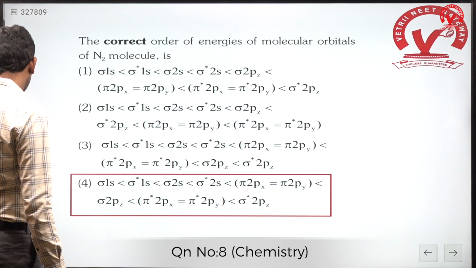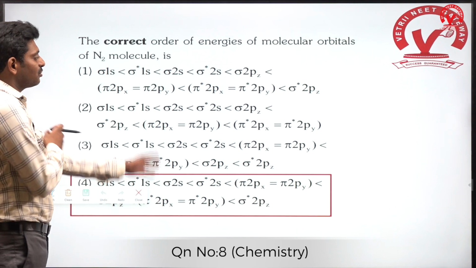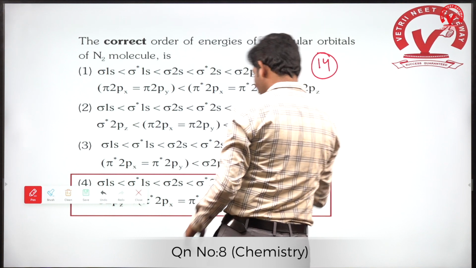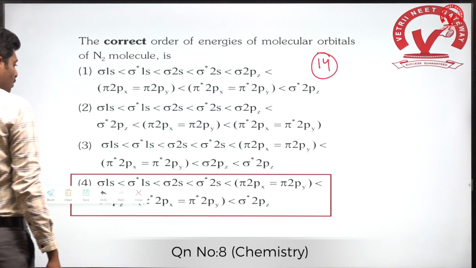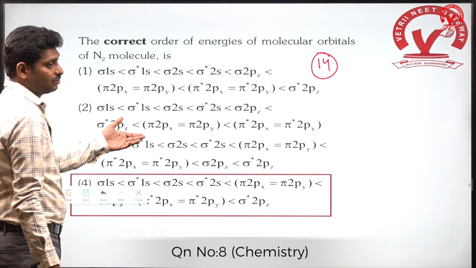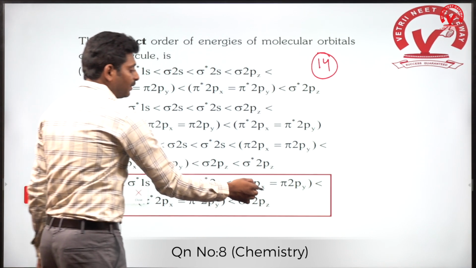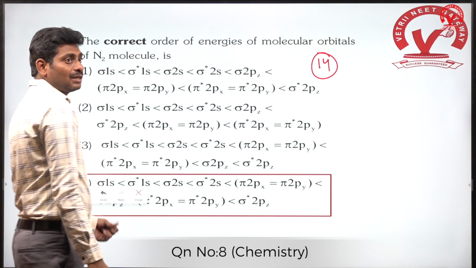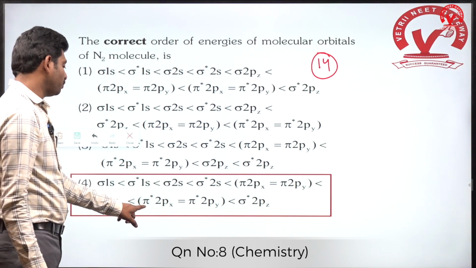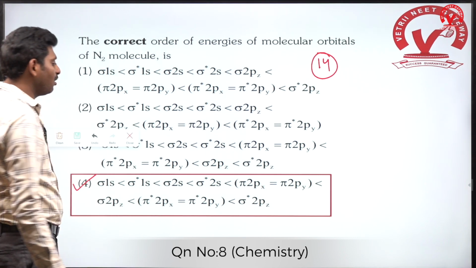So the correct representation of molecular orbitals of the N2 molecule, molecular orbital theory. It is a direct question. A system with 14 or fewer electrons. First, what is the energy order? Sigma 1s, sigma star 1s, sigma 2s, sigma star 2s, then pi 2px, pi 2py, then sigma 2pz, then pi star 2px, pi star 2py, and sigma star 2pz. So this is the order for filling of nitrogen.